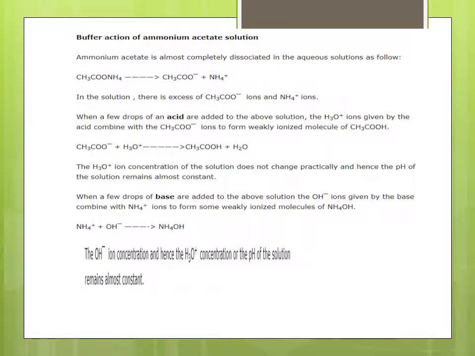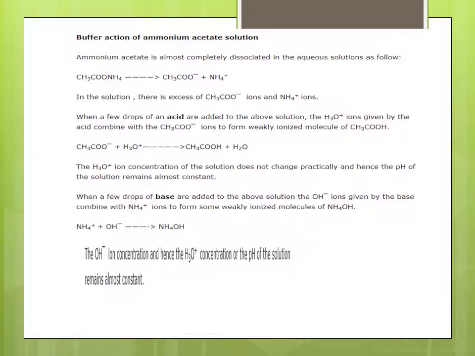Buffer action of ammonium acetate solution. Ammonium acetate is almost completely dissociated in the aqueous solution as acetate ion and ammonium ion. In the solution, there is an excess of acetate ion and ammonium ion.